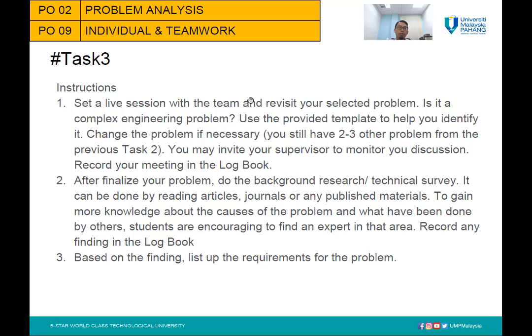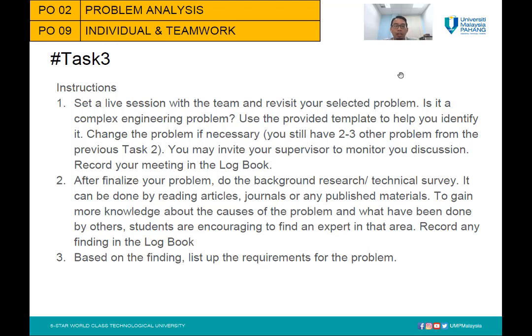Okay, so it comes to the task. What you need to do for this week, and if necessary, we will extend the deadline. So maybe it's like 2 weeks' work. Okay, 1 or 2 weeks of work. I will update you after this. Okay, so the instructions, what you need to do during this week. You need to set a live session with the team and revisit your selected problem. Last week you already submitted the problem that you discussed in your group. Now look at that problem again. Is it a complex engineering problem? You can use the template, the table, to help you identify whether it is a complex engineering problem or not.